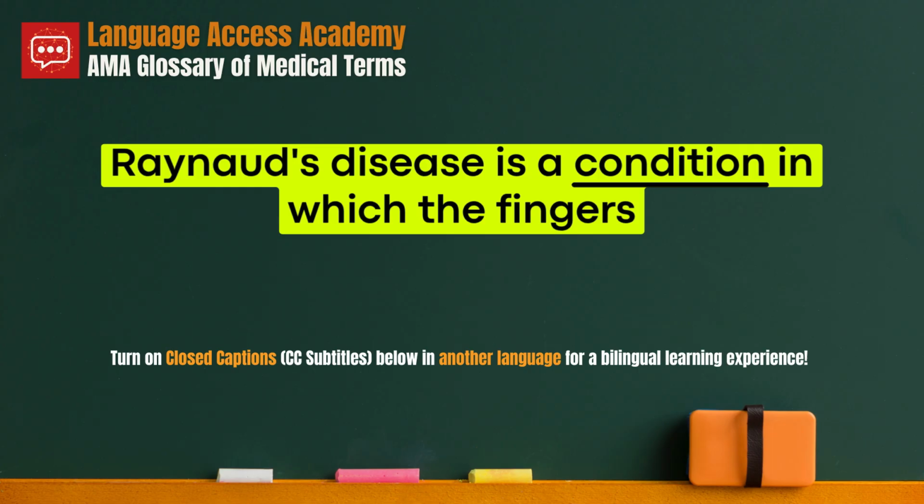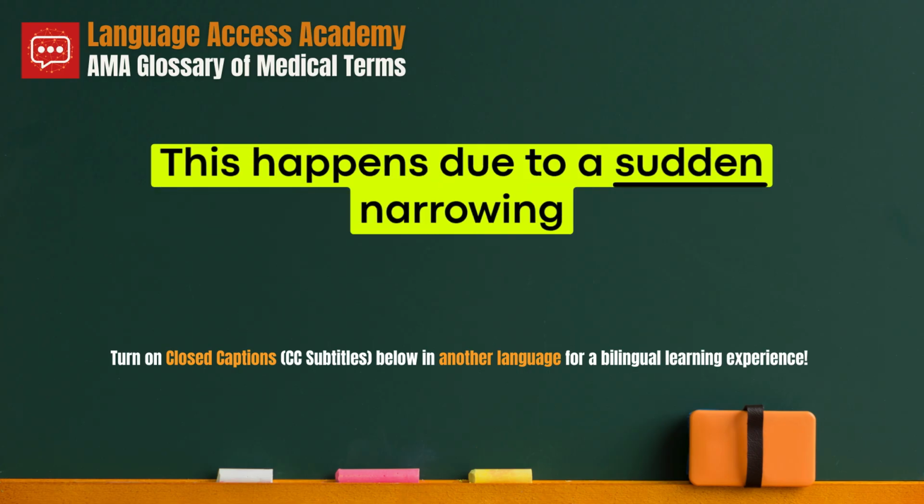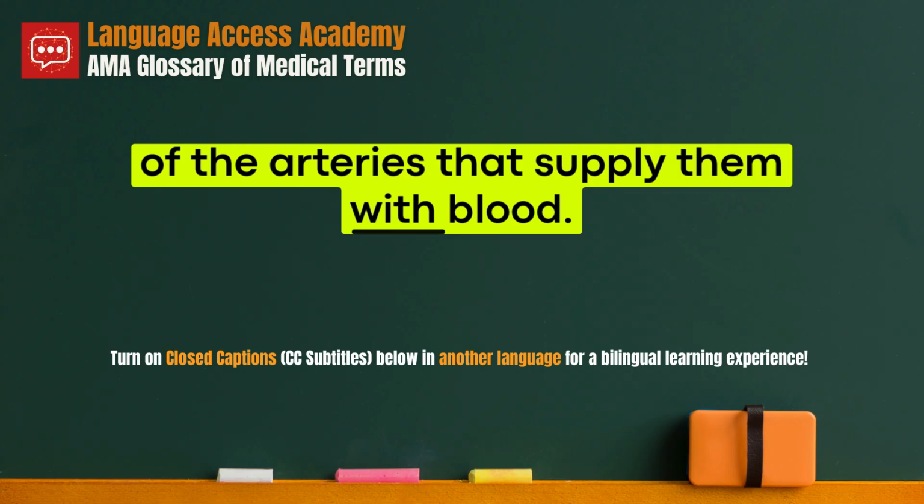Raynaud's disease is a condition in which the fingers and toes become pale when exposed to cold or emotional stress. This happens due to a sudden narrowing of the arteries that supply them with blood.